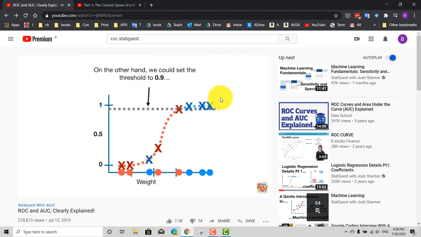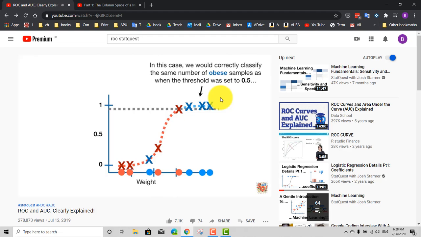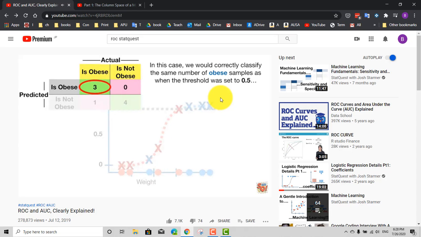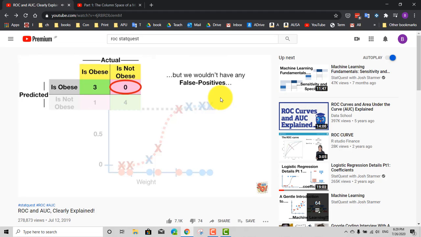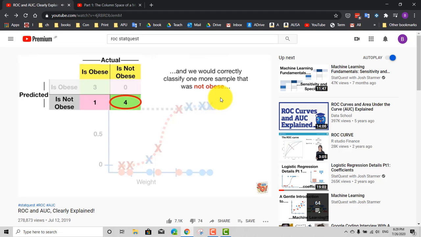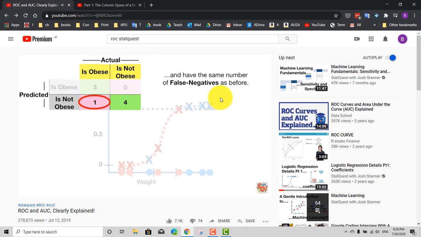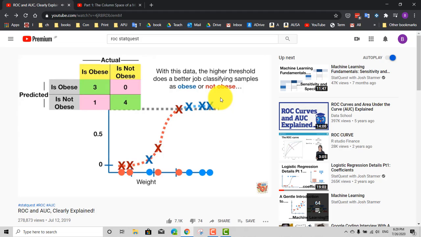On the other hand, we could set the threshold to 0.9. In this case, we would correctly classify the same number of obese samples as when the threshold was set to 0.5. But we wouldn't have any false positives. And we would correctly classify one more sample that was not obese, and have the same number of false negatives as before. With this data, the higher threshold does a better job classifying samples as obese or not obese.